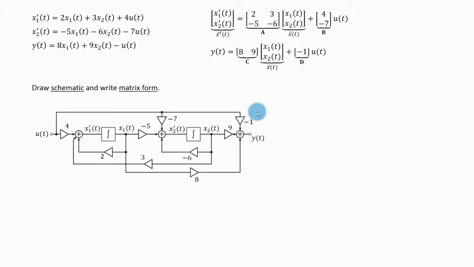So this is the schematic, the block diagram of this state space representation. Here I have written the state space representation in the matrix form. That is very simple. These constants will create your state matrix A. These constants will create your input matrix B. These constants will create your output matrix C, and this multiplication by minus 1 will give you the feed-through matrix D.